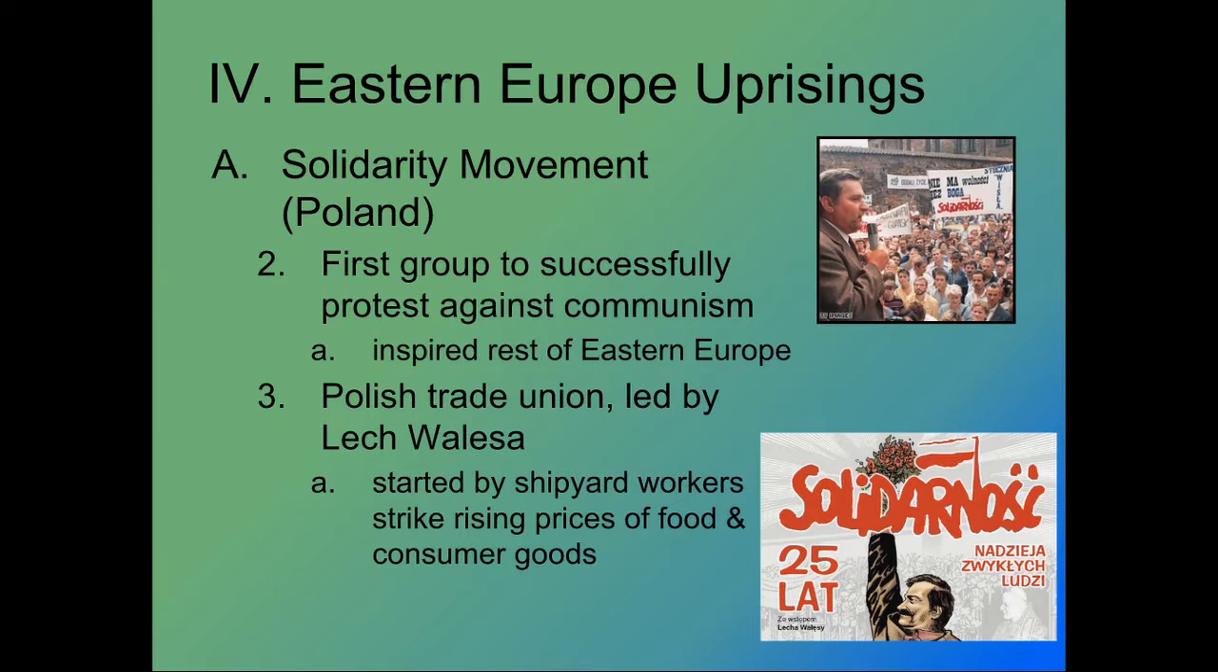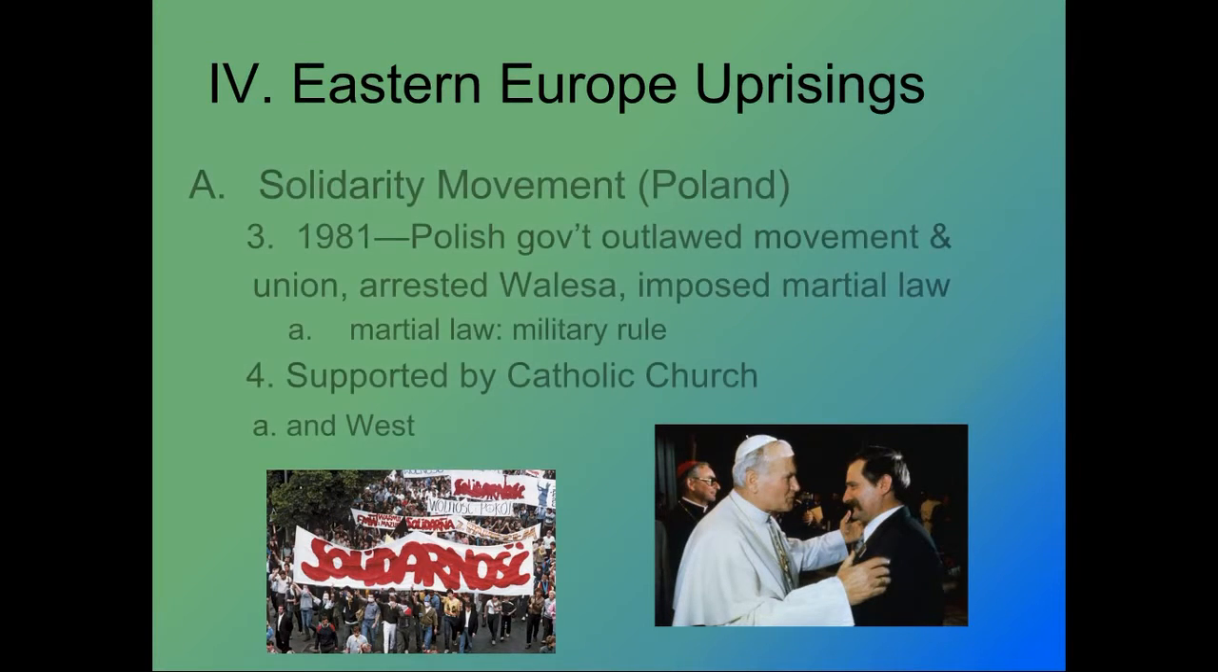And we're going to hear more about him on the next slide. But this movement, because it spreads and because of a couple of unique factors, is going to be the first group that successfully protests against communism ever in the entire history of communism. Solidarity is the first successful group. And this success is going to inspire the rest of Eastern Europe and be a major factor in the end of the Soviet Union. So let's look a little bit more at why this movement is successful, unlike so many previous ones.